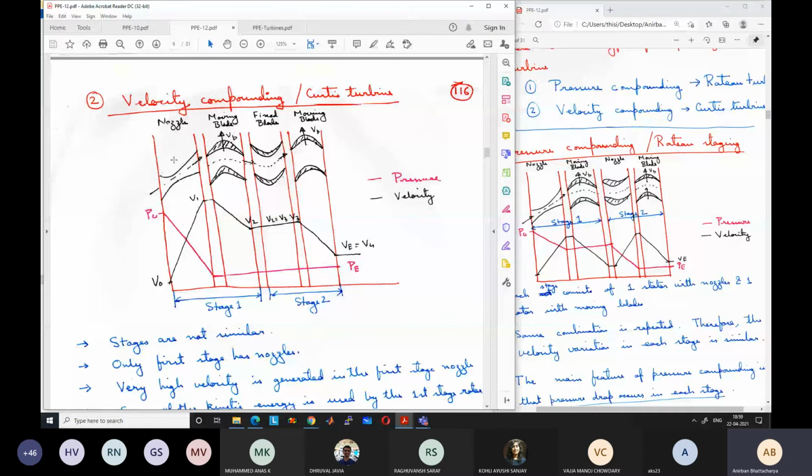Then, like a single stage turbine, in the moving blades the velocity gets reduced from V1 to V2. This completes the first stage, stage 1. In stage 1 you generate a very high velocity from V0 to V1, then extract some of the kinetic energy as work output. V2 is still quite high. V2 is not as small as V0. What happens to the enthalpy and pressure in the moving blades? No change occurs because it's still an impulse turbine, so there is no change in the pressure and enthalpy in the moving blade.